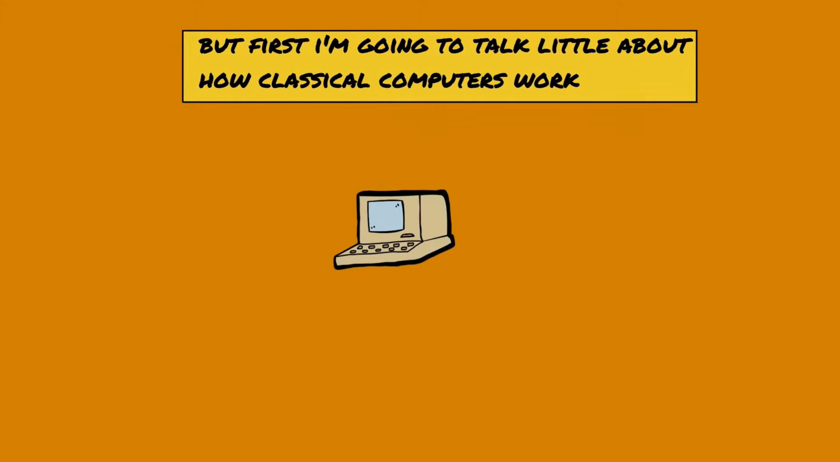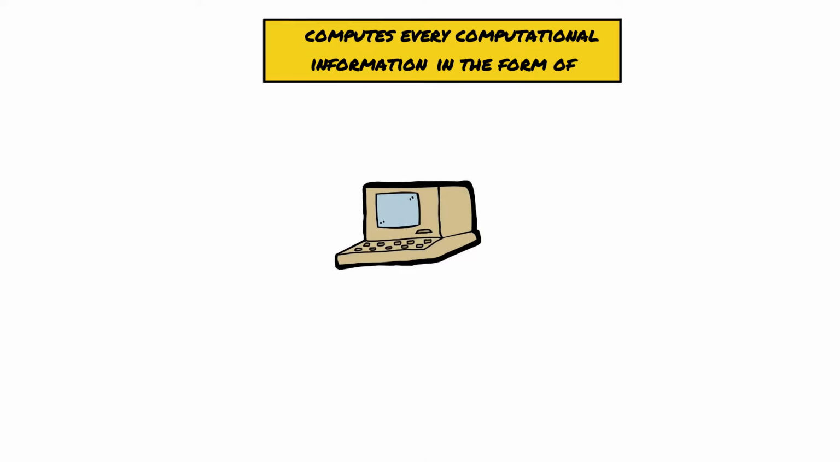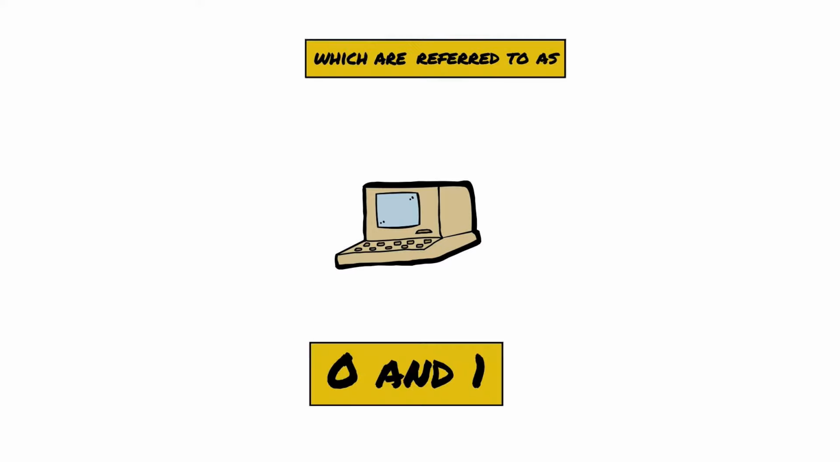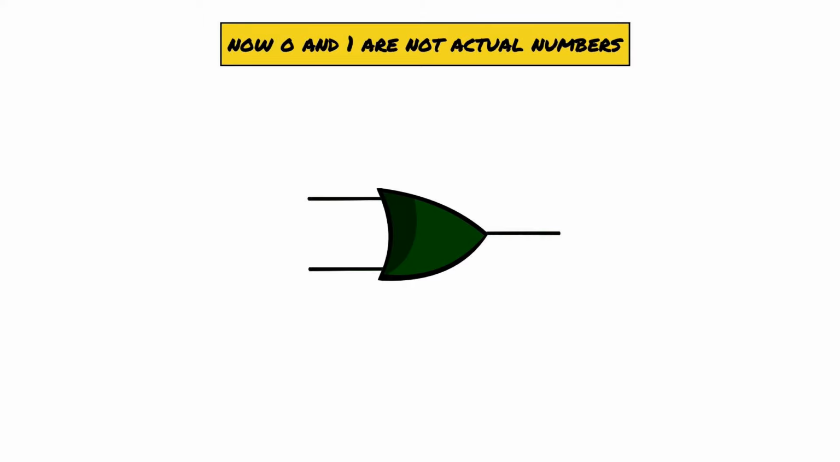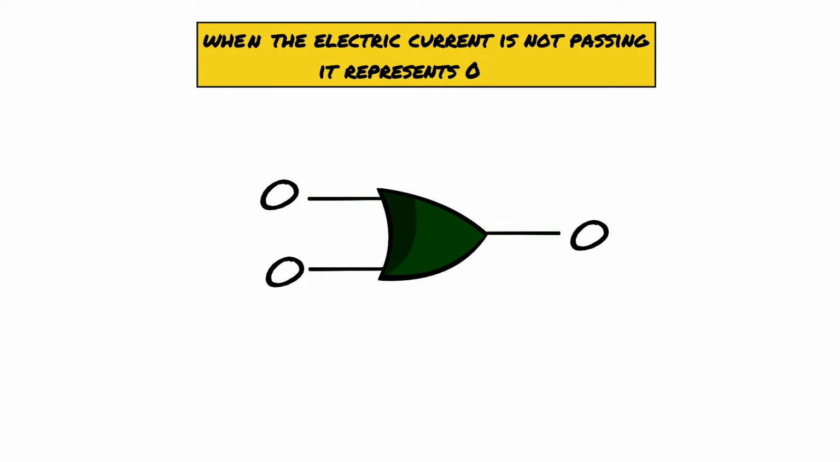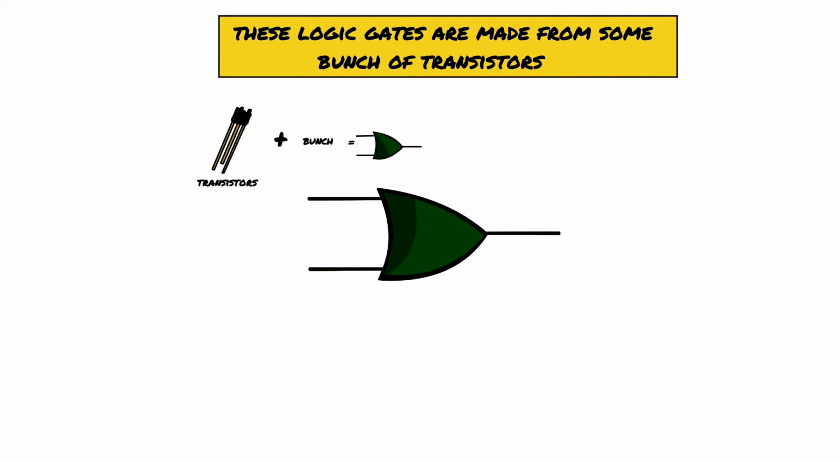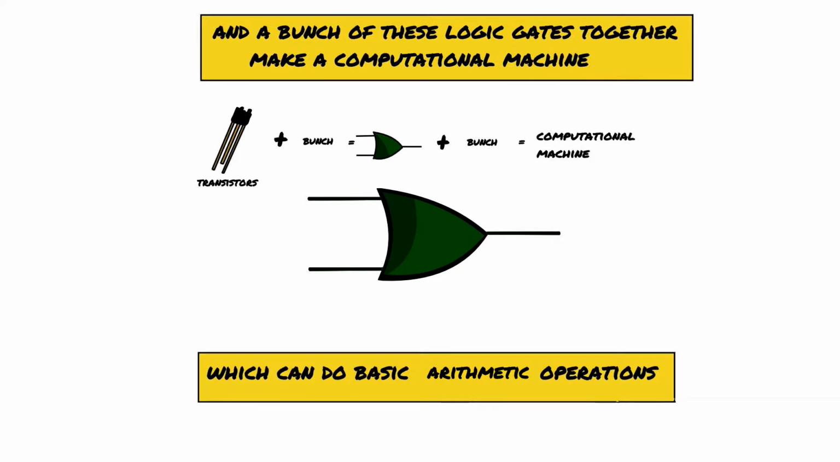But first I'm going to talk a little about how classical computers work, so you can get an overview of how computers work in general. Classical computers compute every piece of computational information in the form of bits, which are referred to as 0 and 1. Now 0 and 1 are not actual numbers. 0 and 1 actually represent the passage of electric current through the terminals of a logic gate. When the electric current is not passing, it represents 0, and when it's passing, it represents 1. These logic gates are made from a bunch of transistors, and a bunch of these logic gates together make a computational machine, which can do basic arithmetic operations.